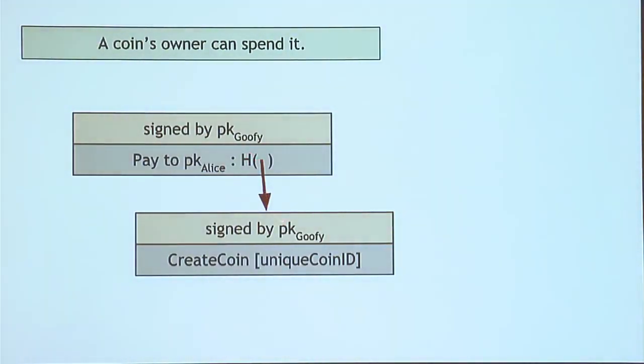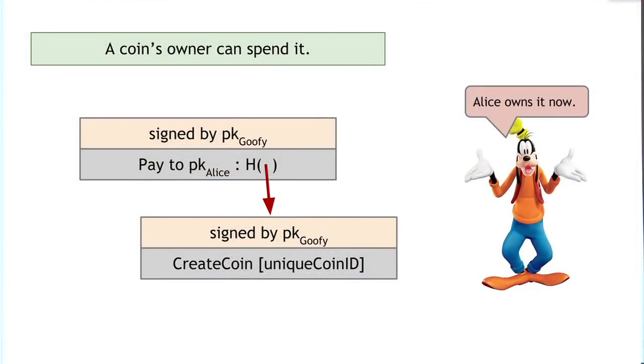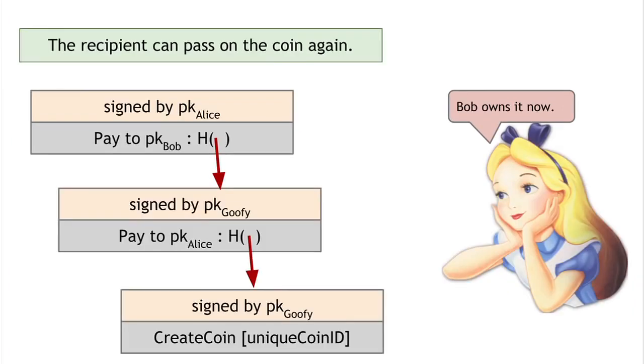Now, Goofy is the one who owned that coin, and so Goofy has to sign any transaction that spends the coin. And once this has happened, now Alice owns the coin. Alice owns the coin, and Alice can prove that she owns the coin because she can present this data structure here, which is validly signed by Goofy and points to a coin that was validly owned by Goofy. And so the correctness of this coin is self-evident in the system. Now Alice can move on, and she can spend the coin as well.